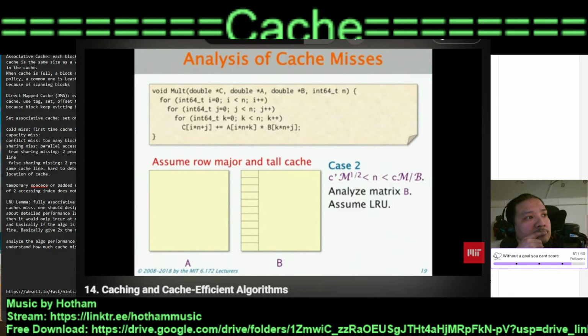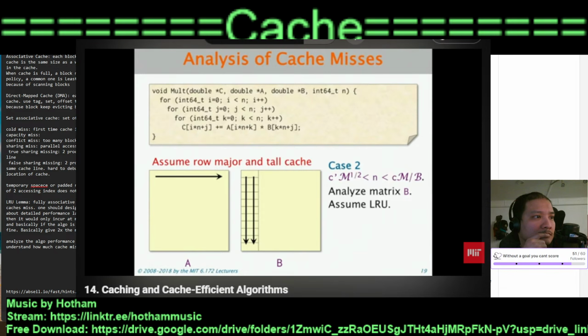And again, let's analyze the number of cache misses incurred by accessing B, assuming LRU. So how many cache misses am I going to incur for the first column of B? N. So it's the same as before. What about the second column of B? By the time I get to the beginning of the matrix here, is the top block going to be in cache?